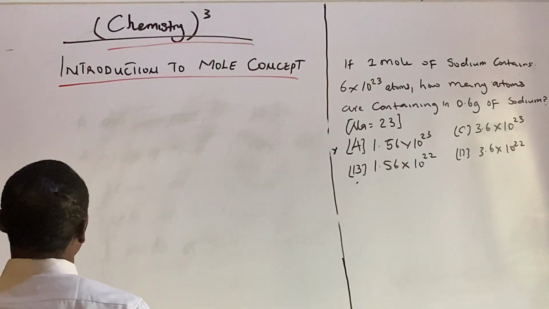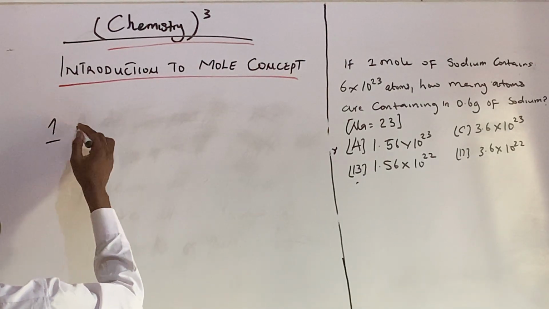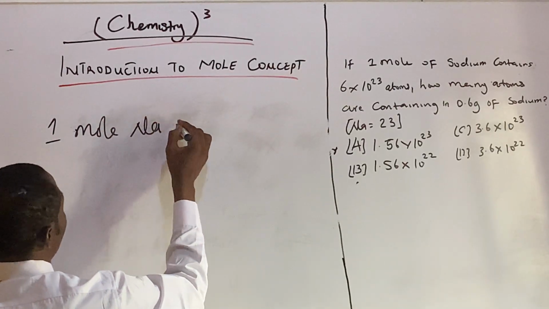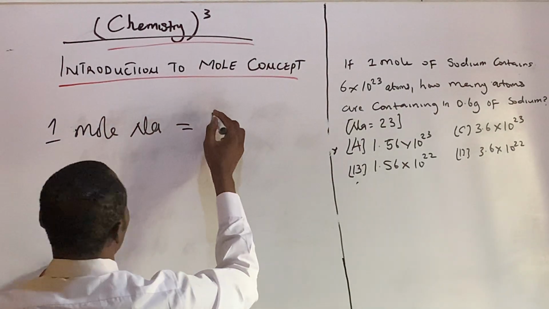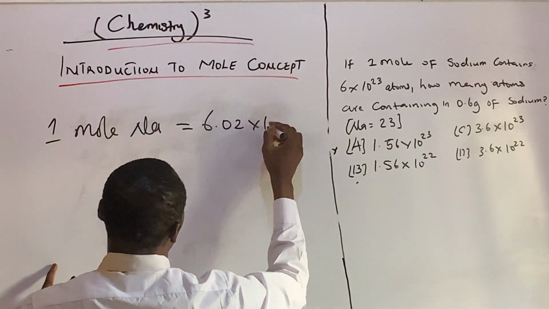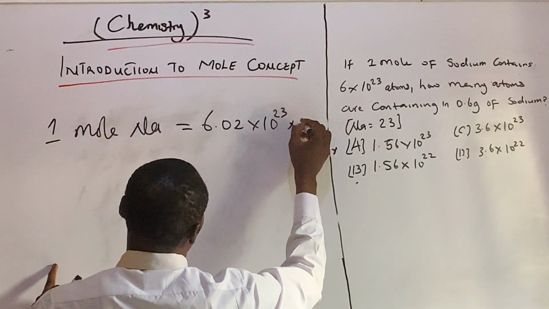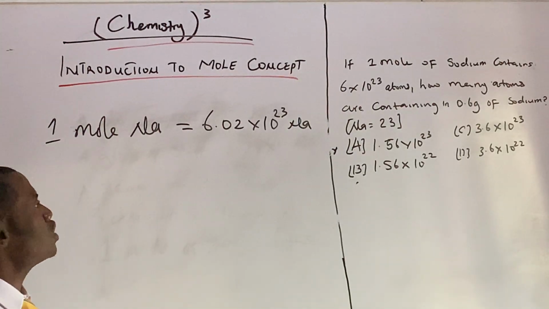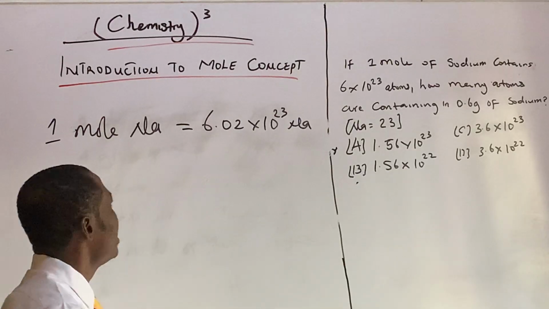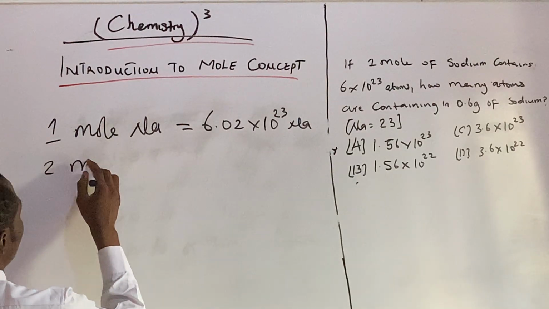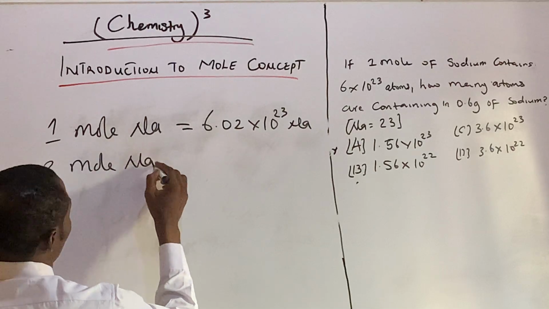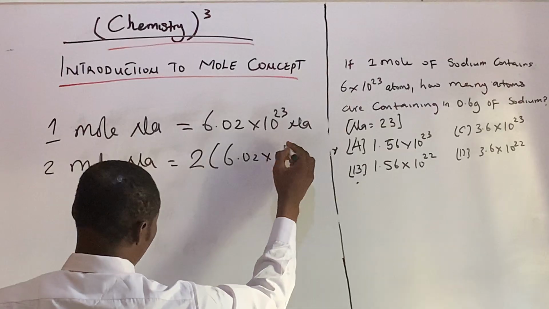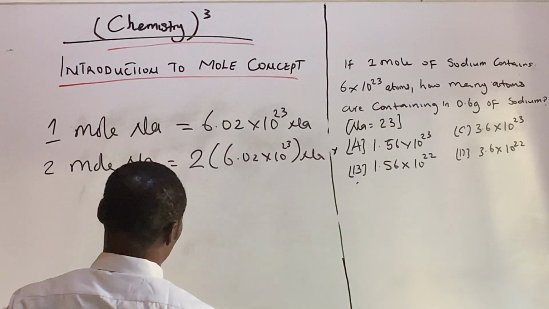Up next is that if I say 1 mole of sodium, it contains about 6.02 times 10 raised to the power of 23 sodium. And what I mean by that? 1 mole of sodium contains 6.02 times 10 raised to the power of 23 sodium. If I say 2 moles of sodium, 2 moles of sodium is equivalent to 2 multiplied by 6.02 times 10 raised to the power of 23 of that stuff, of sodium.